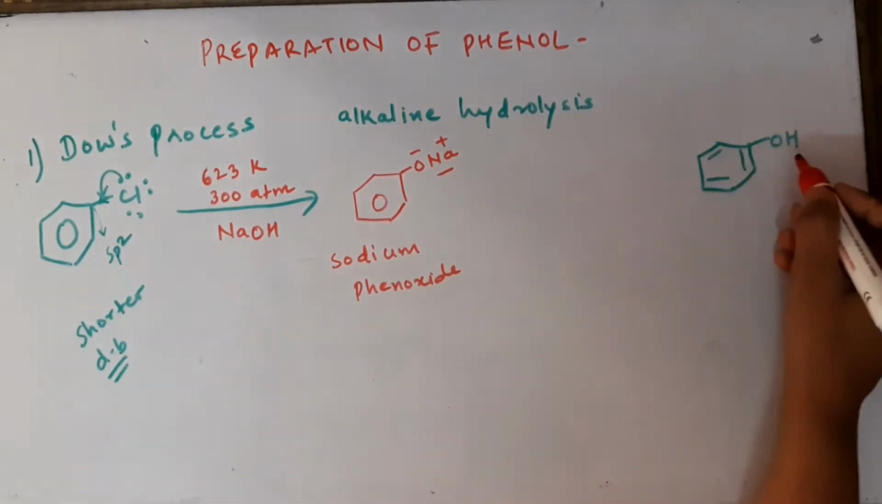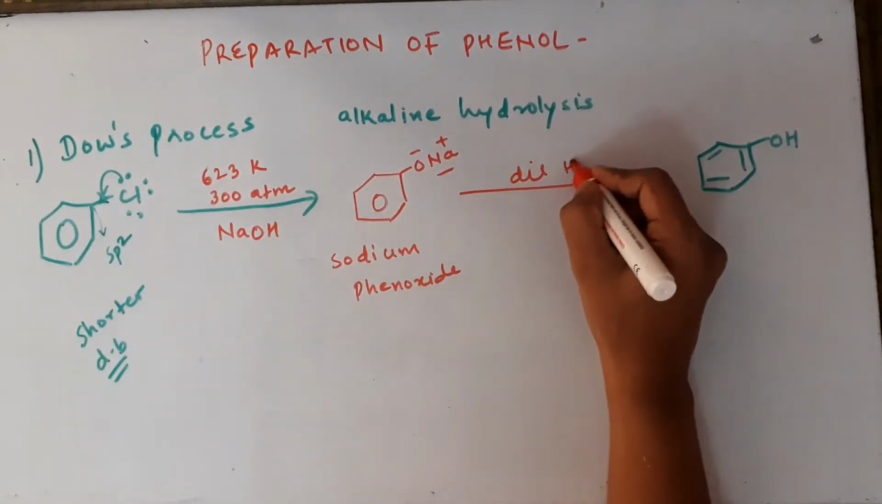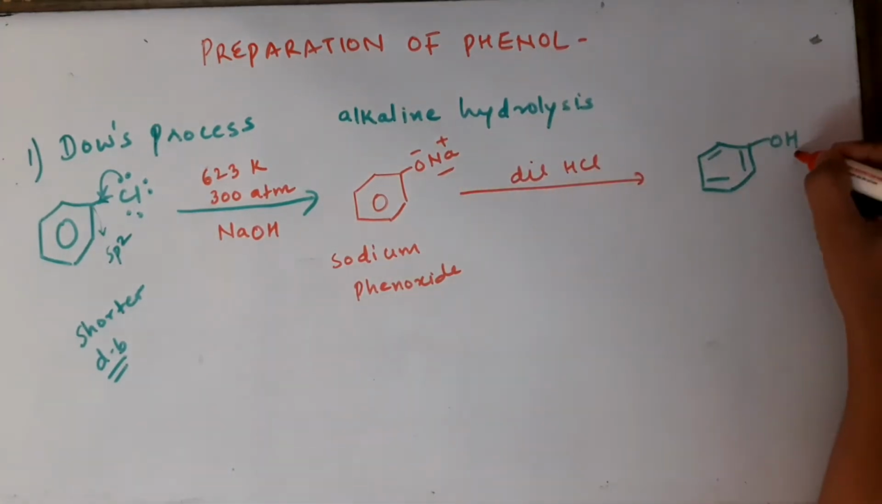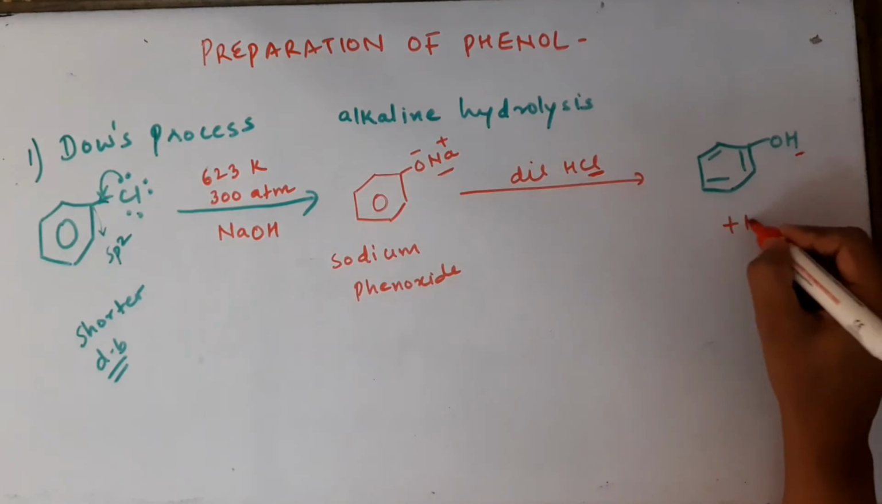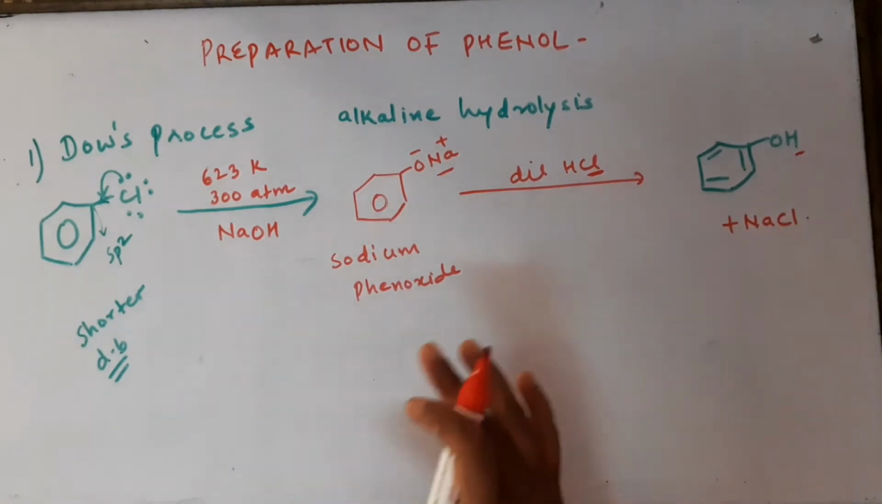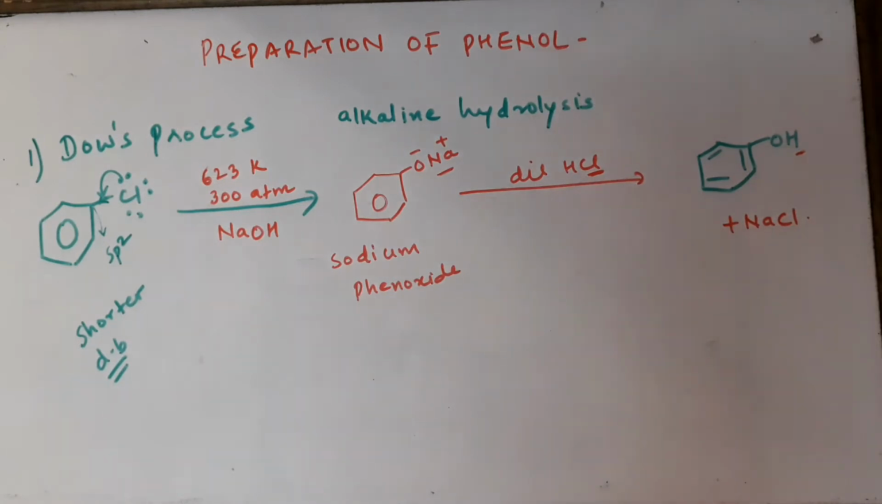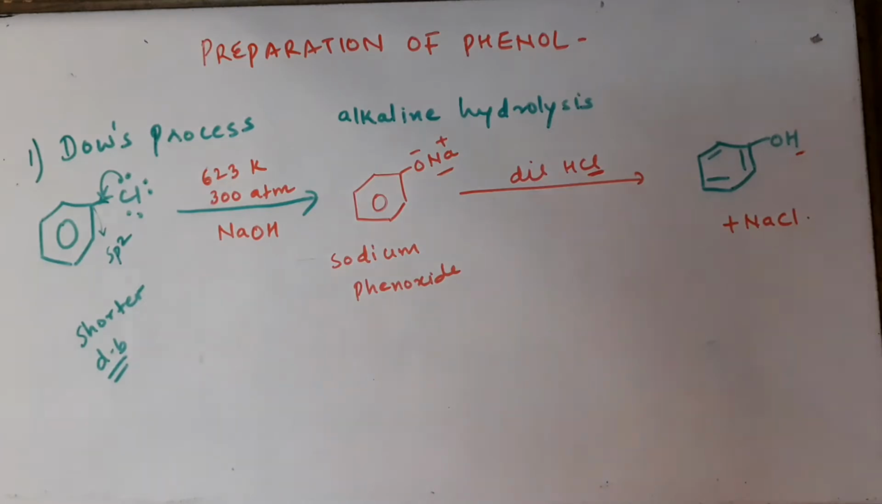We don't want sodium, we want hydrogen. So naturally we are going to add acid little bit to it, dilute HCl. So the H plus will replace the Na plus and we will get OH. The Cl from here and the Na from here will be going out as the byproduct. So this was an excellent method, a large scale method for preparation of phenol from chlorobenzene. The name is Dow's process. Let's see the second method.